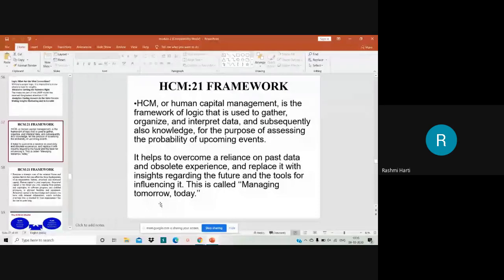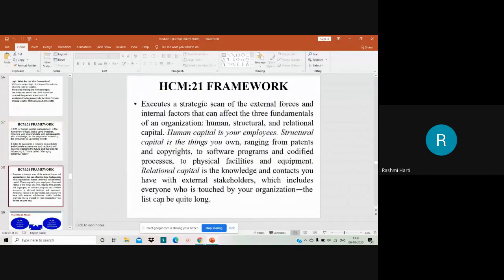So it is defined as a framework of logic meant to gather, organize, interpret data so that it predicts the future. Okay. So this was developed over 18 months with 20 organizations, including Target Stores, Oracle, Accenture, Monster, Blue Shield, Ceridian, Success Factor, and Scarlett Surveys, right? So this is how the HCM framework came into existence.